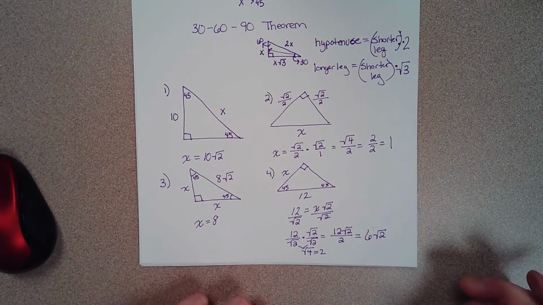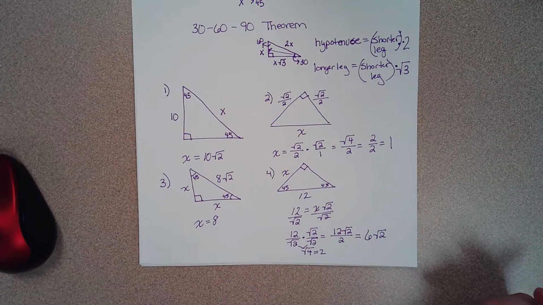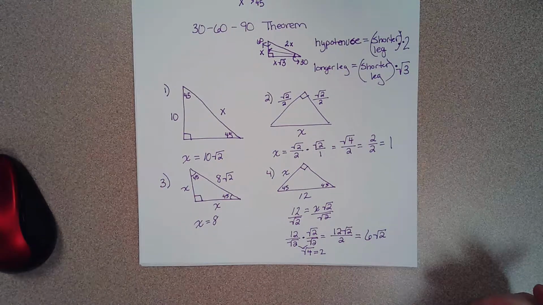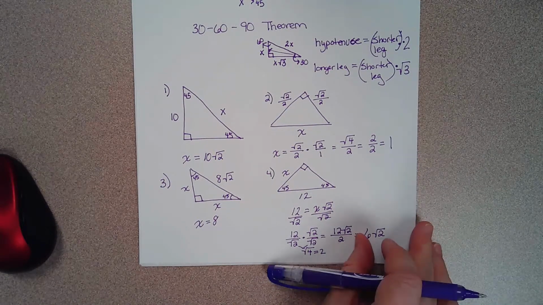So remember, when you're rationalizing these, you need to work on keeping an eye out for that bottom. So if the bottom is a radical, then we need to go through and rationalize it by simplifying it, not making it into decimal. Now, let's look at 5, 6, and 7. 5, 6, and 7 are going to be from your 30, 60, 90.